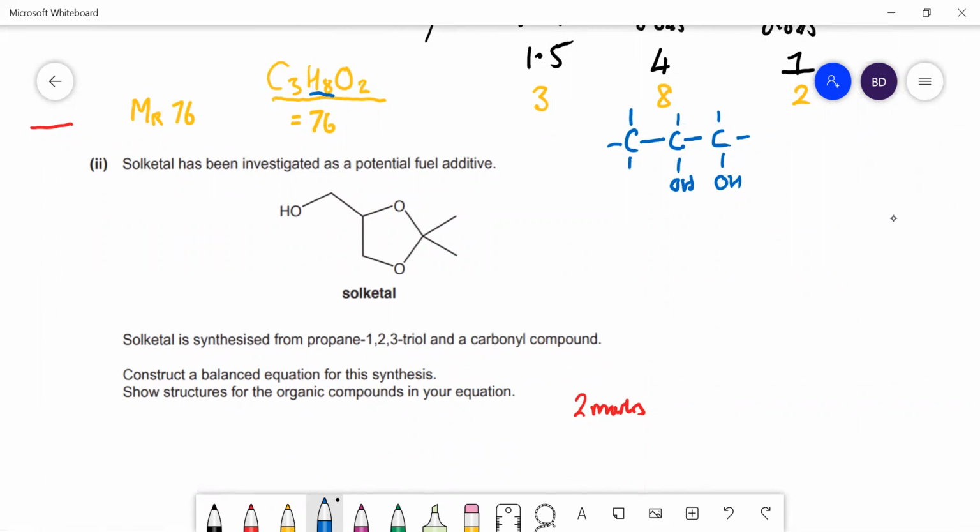propane-1,2,3-triol, if you look here, we have that carbon there. That's carbon number 1, carbon number 2, and that's carbon number 3. And this is the oxygen. This oxygen has come from the OH. So that bit has come from the propane-1,2,3-triol. So that means all we've got to do is think about this bit here, right? And they tell us that it's a carbonyl compound. So really, it can only be propanone.